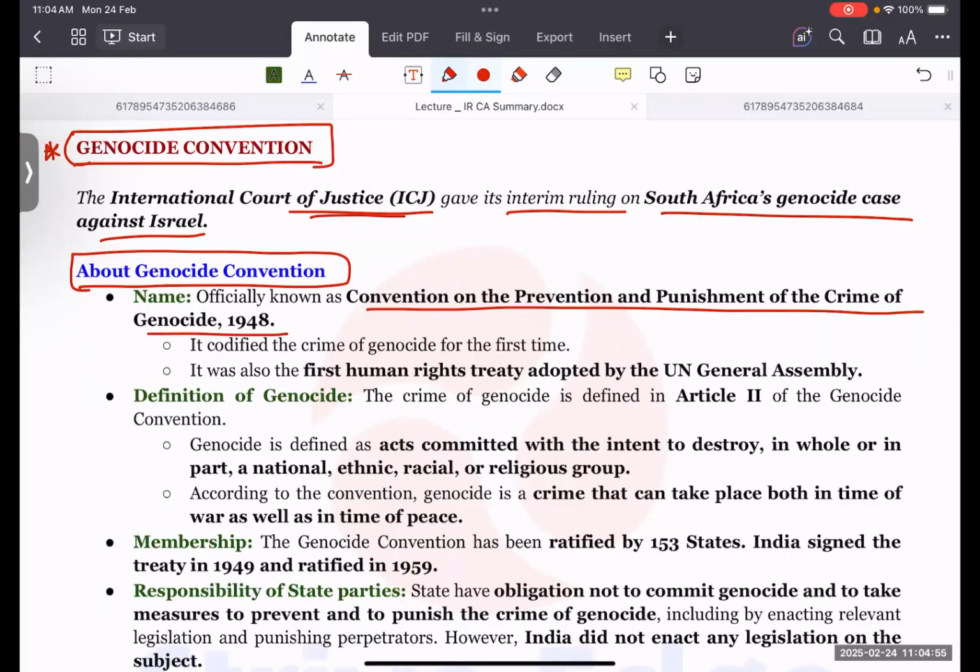1948. In this, it has codified the crime of genocide for the first time, and it is also the first human rights treaty that was adopted by the United Nations General Assembly. These are the important facts you have to remember for the prelims. And then the definition of genocide. The definition is defined in this particular convention in Article 2 of the convention.